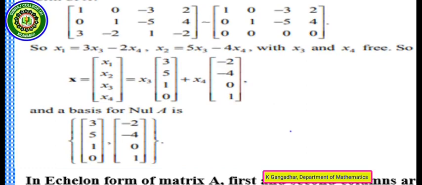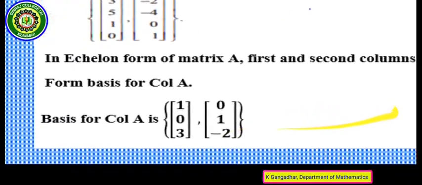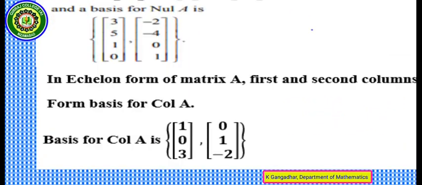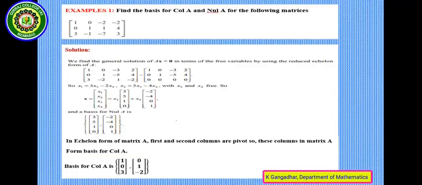The vectors are 3 5 1 0 and minus 2 minus 4 0 1. So in the echelon form of matrix A, the first and second columns are pivot columns. So these columns form a basis for Col A. So the basis for Col A vectors are the first and second columns: 1 0 3 and 0 1 minus 2.